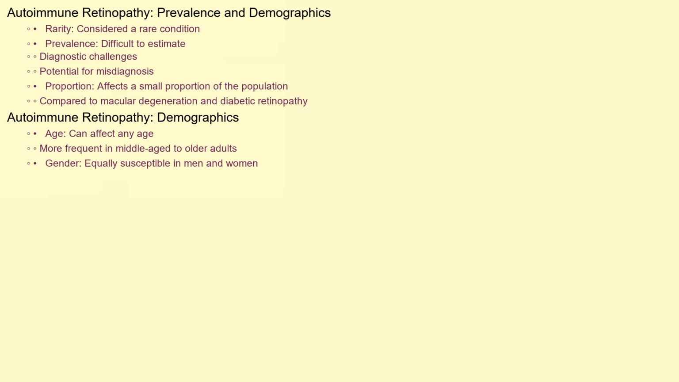Autoimmune retinopathy is considered a rare condition. Estimating its exact prevalence is difficult due to diagnostic challenges and the potential for misdiagnosis. It's believed to affect a relatively small proportion of the population compared to more common retinal diseases like macular degeneration or diabetic retinopathy. AR can affect individuals of any age, but it's more frequently diagnosed in middle-aged to older adults. Both men and women are equally susceptible.